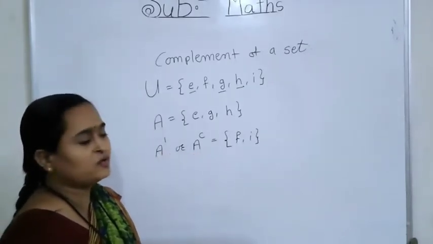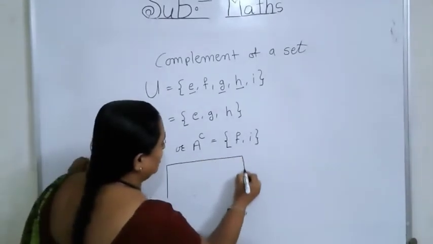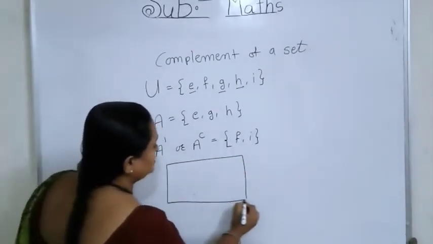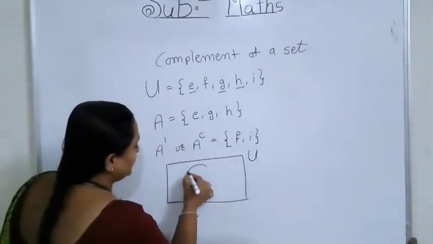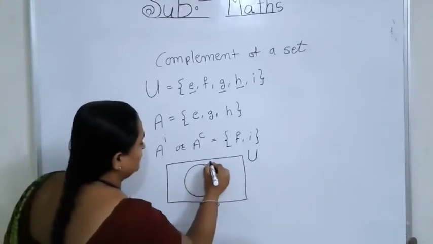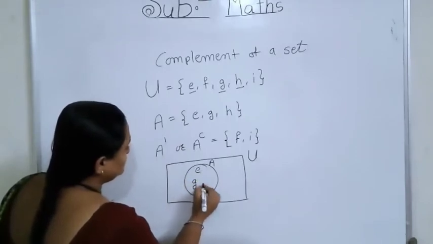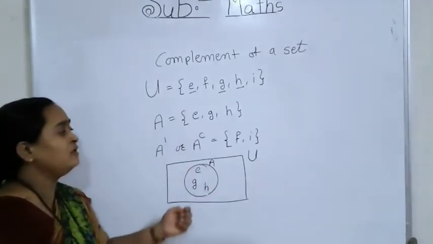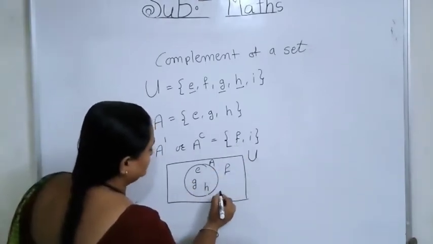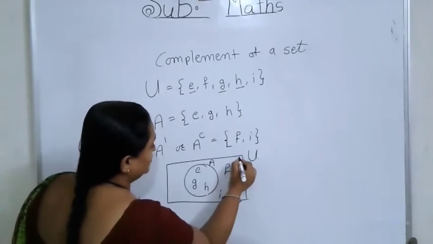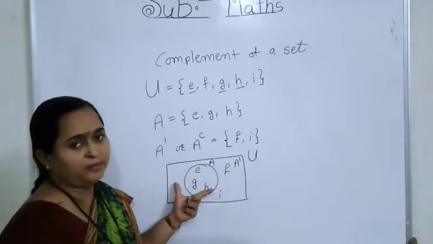Now the Venn diagram also can be drawn. For the universal set we have to draw a rectangle. Now this is our universal set. After that, for denoting set A we will draw one circle there. Now this is your set A. In set A, E, G, H we have written. Now the remaining elements are F and I. We will write that outside, and this will be your complement of A. Now this is the Venn diagram of complement of A.